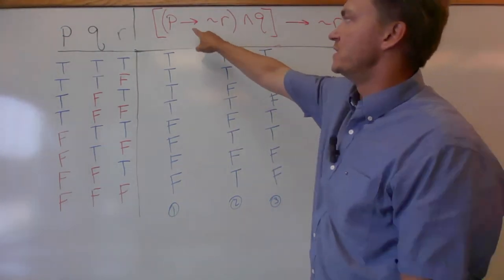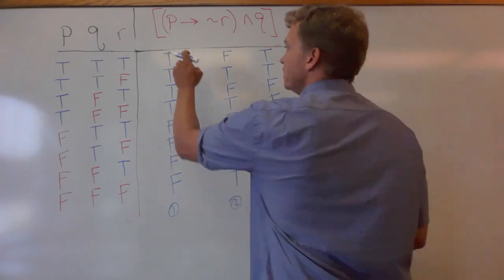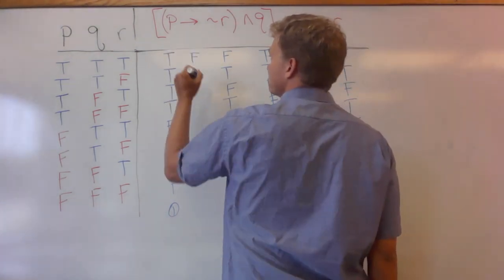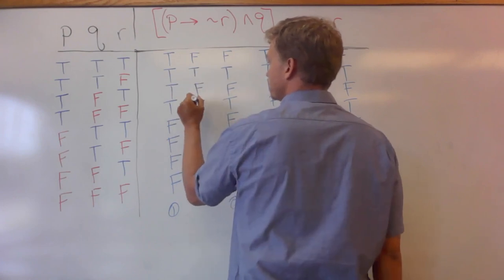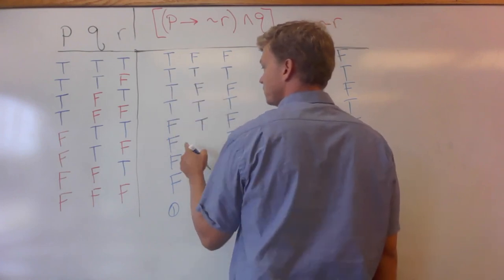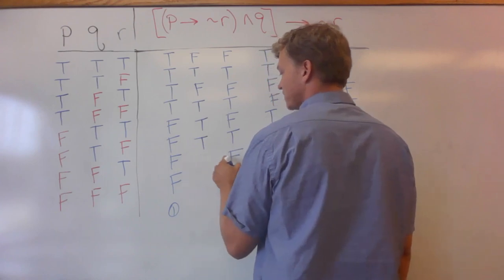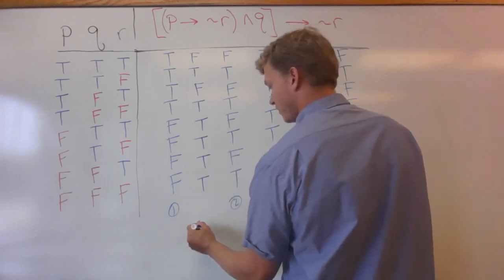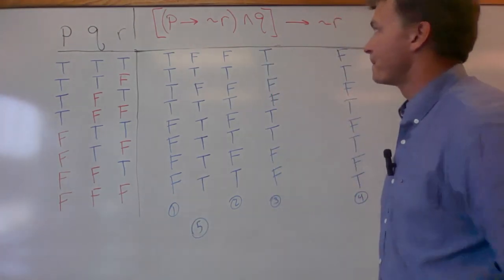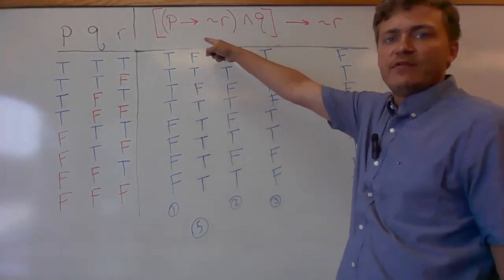Now starting in parentheses, our conditional statement here: true implies false is false. True implies true is true. True implies false is false. True implies true is true. False implies false is true. False implies true is true. False implies false is true. False implies true is true. And that's column five.